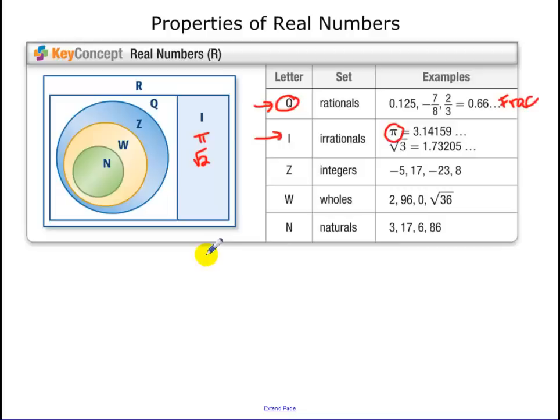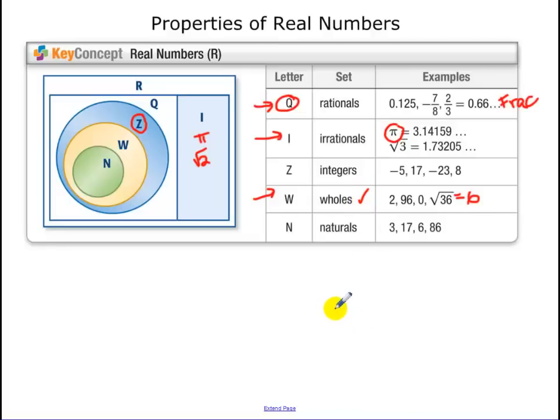Then a subset of rationals are integers, and their abbreviation is Z. And integers are basically positive and negative whole numbers. So you could think about it like that. Whole numbers are just the positive version of integers. Integers are positive and negative whole numbers. But notice what they have here. The square root of 36, well, that simplifies to be 6. So if you can simplify that radical, that's going to fall into a different subgroup.